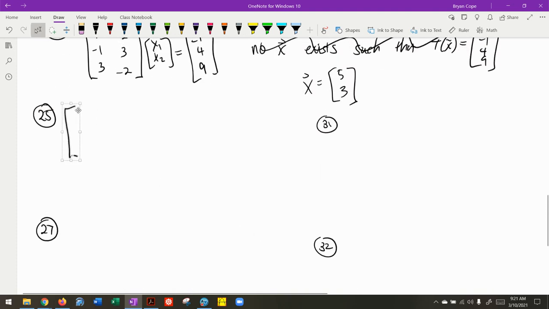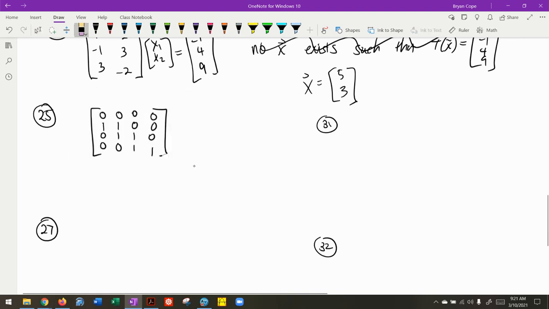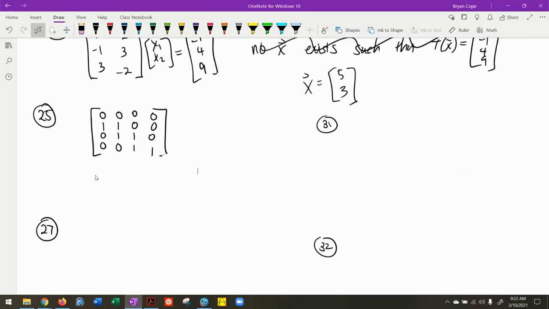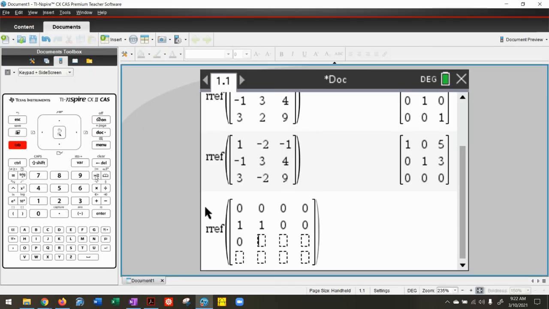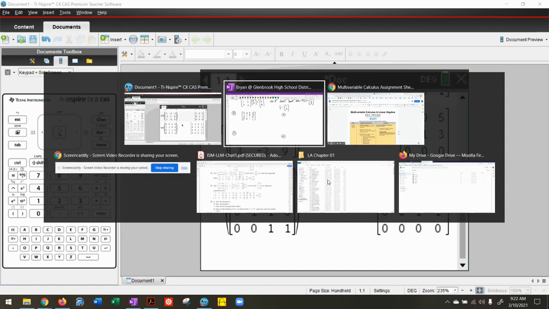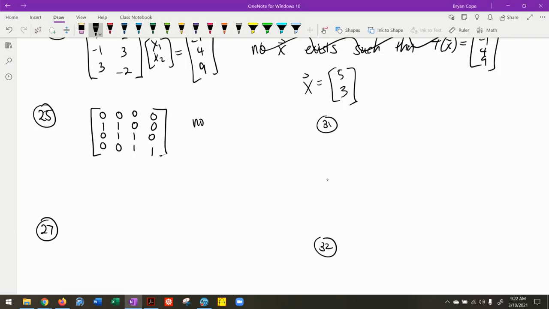We know that in order for this to be one-to-one, we need to have no free variables, so a pivot in every column. In order to be onto, we have to have a pivot in every row, or we have to span all of our R4. So let's check this through a row reduction. So we do not have a pivot in every row. We do not have a pivot in every column. So this is not one-to-one and not onto.